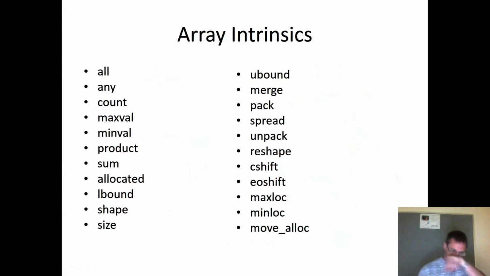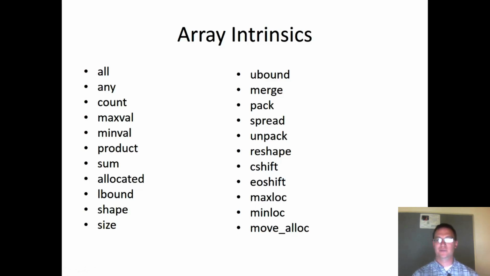Array intrinsics. Fortran comes with a bunch of array manipulation functions, which are super handy. All says, is everything in this array true? Any: is any of them true? Count: how many of them fit this criterion? What's the maximum value, the minimum value? What's the location of that maximum value? A circular shift, an end-off shift. You can reshape them, you can unpack them, you can pack them, you can spread them, you can merge them. You can find out what the upper bound and the lower bound, the shape, the size, whether it's been allocated or not. Do a sum or a product of the array.